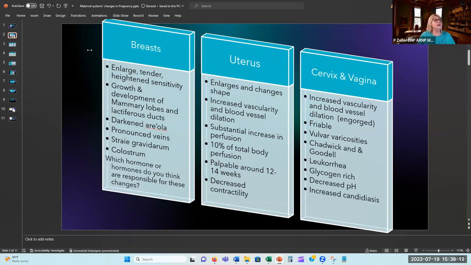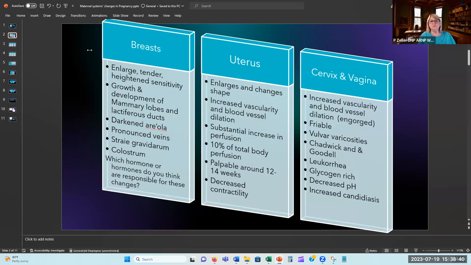And the cervix and the vagina also have increased blood flow. So sometimes we'll see a bluish tint to those tissues because of increased vascularity. Okay, they're engorged almost, and they're friable. What does friable mean? Anybody know what friable means?